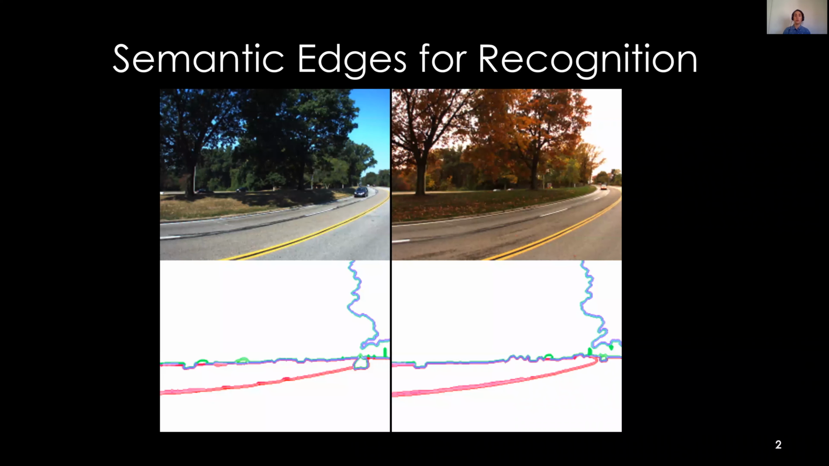The challenge in long-term scene recognition is the variations of appearance in the scene. One example is seasonal changes. To remedy that, I propose to describe images with their semantic edge information. Edges are one of the most invariant elements in the images, so this allows for robust image description.